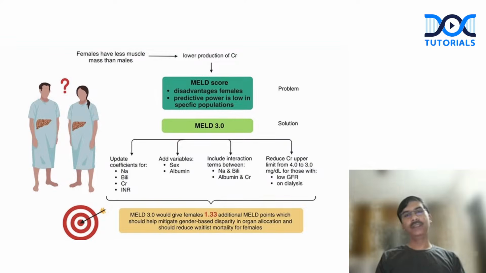And albumin, definitely, gives us a better idea of the current liver synthetic function. That is why albumin was also included in these criteria. So MELD 3.0 would give females 1.33 additional MELD points, which should help mitigate the gender-based disparity in organ allocation and should reduce the waitlist mortality for females. Okay.